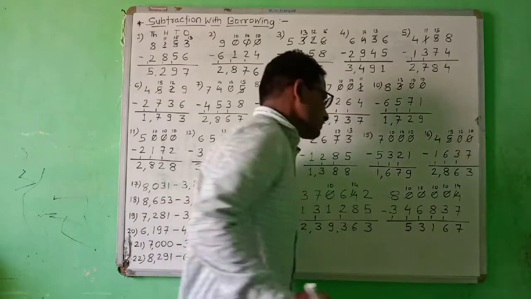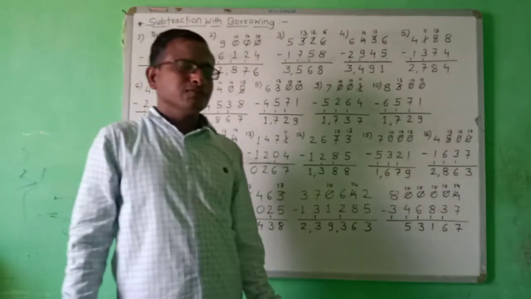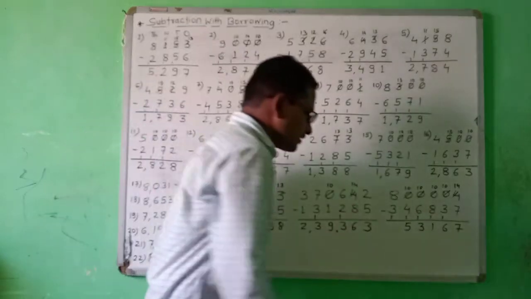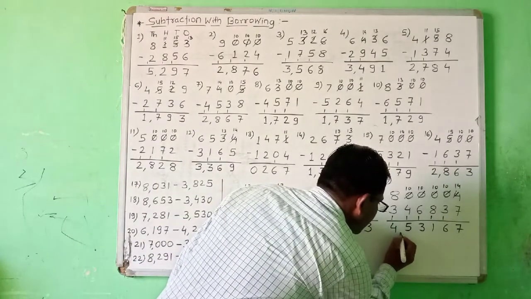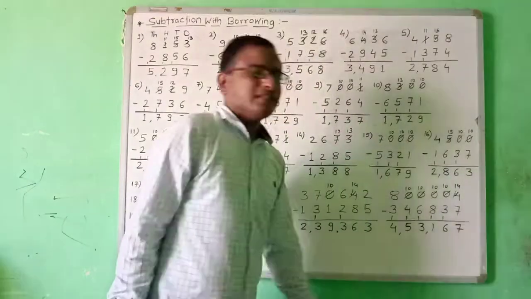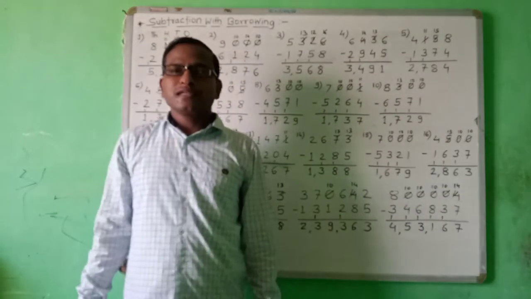Again carry 1, 3 plus 1, 4, and 8 minus 4 is possible. So 8 minus 4 is 4. So your answer is 4,53,167.